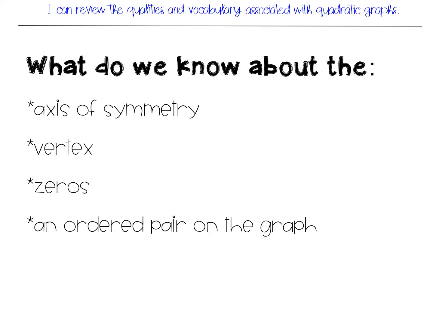Alright, so I want to talk about these 4 things because they're going to be really important as we talk about quadratics in context for this first module of quadratics. So I want you to pause the video and write down everything that you know about the axis of symmetry, the vertex, the zeros, and just an ordered pair on the graph.